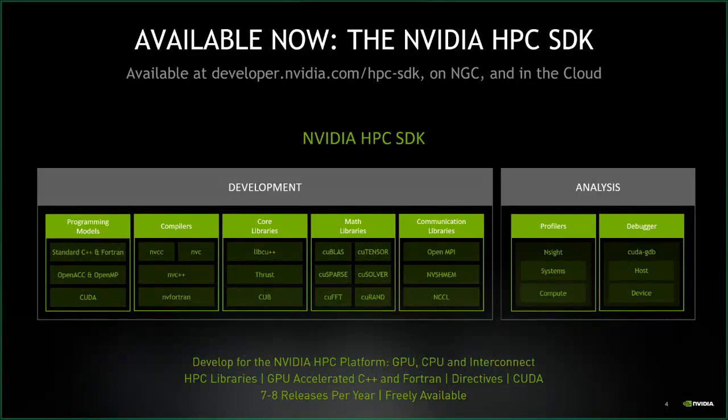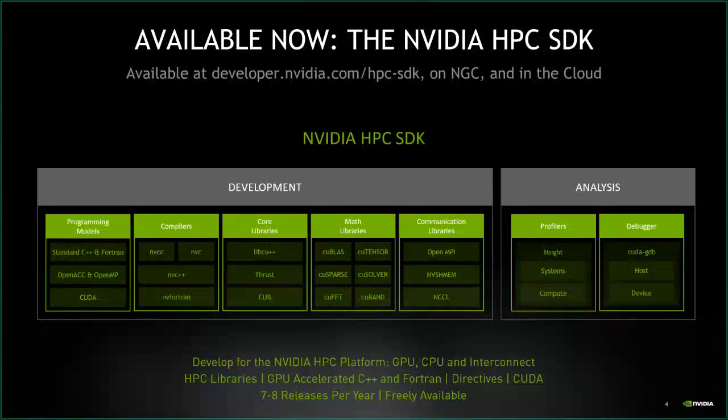That's all supported by a suite of compilers. NVCC, of course, is the CUDA C++ compiler you already know and love, but now we have three new compilers in the HPC SDK with NVC, NVC++, and NVFortran. You can probably guess those are C, C++, and Fortran compilers, respectively.